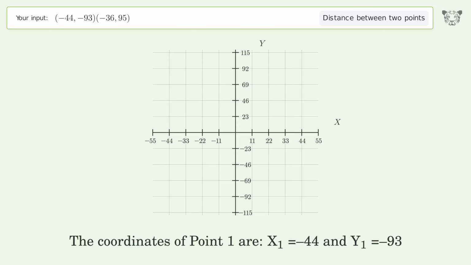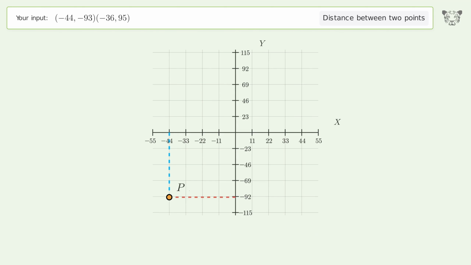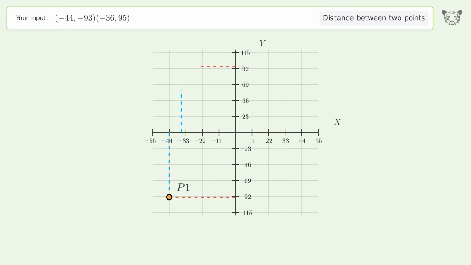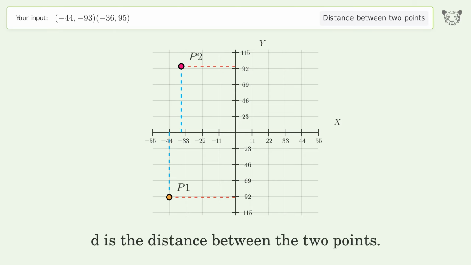The coordinates of point 1 are x1 equals -44 and y1 equals -93. The coordinates of point 2 are x2 equals -36 and y2 equals 95. D is the distance between the 2 points.